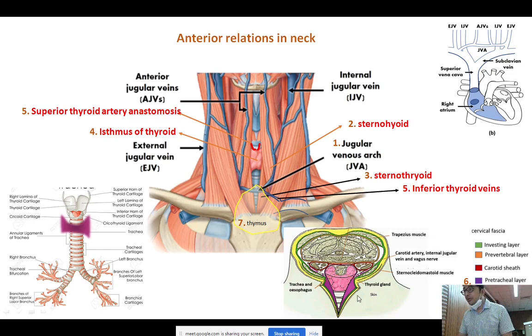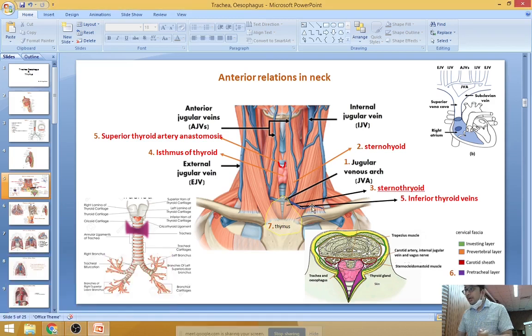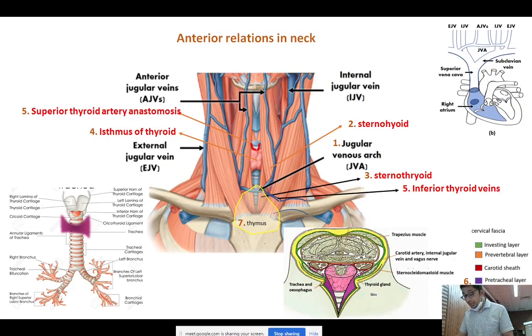Yes, sir. Okay, so first what we are getting, skin, superficial fascia, the veins, jugular venous arch. Okay, then we are getting the investing layer. Okay, then just beneath the investing layer, these muscles, sternohyoid, sternothyroid. Then we are getting the pretracheal layer. After that, the isthmus of thyroid against second, third, and fourth tracheal cartilages, the artery, the inferior thyroid vein. Okay, so these are some anterior relations of the trachea.